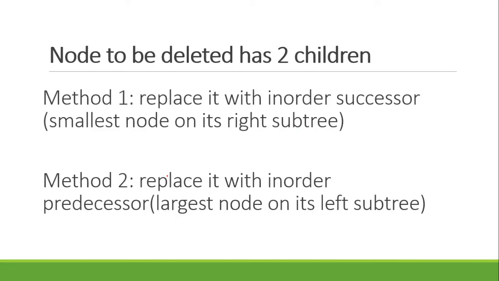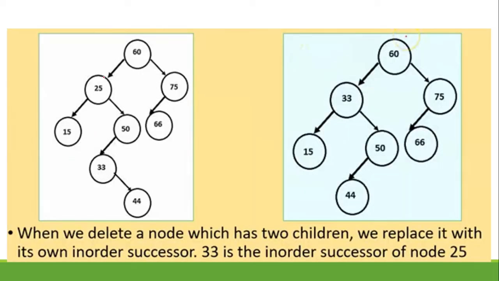Now the third case. If the node to be deleted has two children, what is to be done? There are two methods. First method is we can replace that victim node with the in-order successor. Method 2 is that we can replace the node with the in-order predecessor. So let us consider the example. This is the original tree where we are going to delete a node. Suppose we are deleting a node with two children. Suppose we are deleting 25.